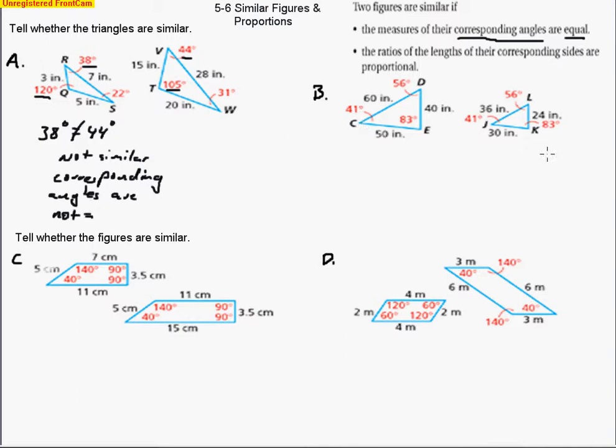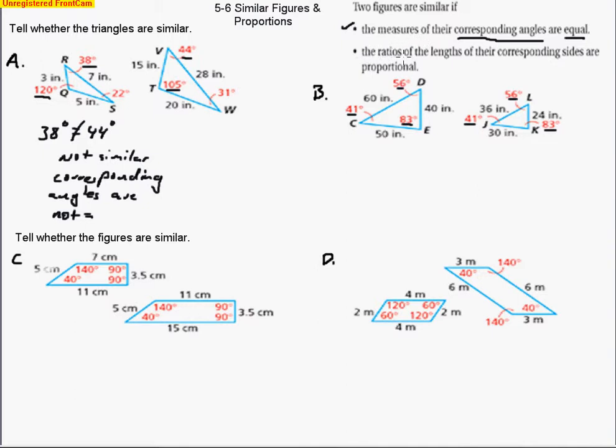Well, let's take a look at the next one. Okay, so this is 56 degrees, this is 56 degrees. That's good. 83 degrees, so we should see another 83. Oh, right here, there it is. 41 degrees, this is 41 degrees. So yes, we have completed this component of seeing if these two figures are similar. However, we have to go to the next component.